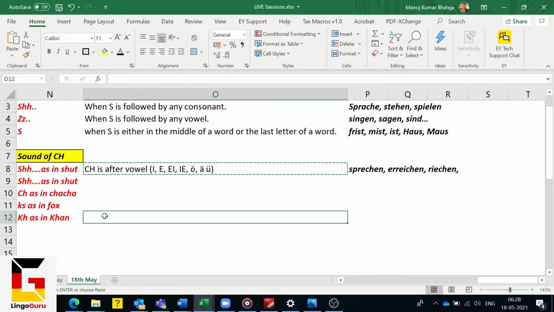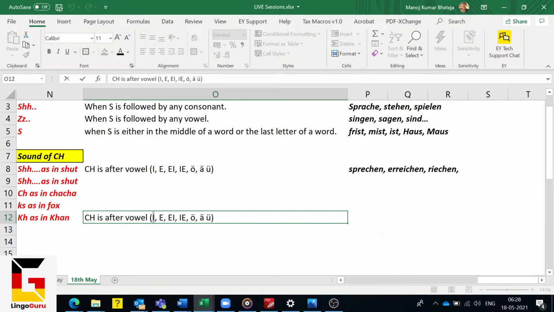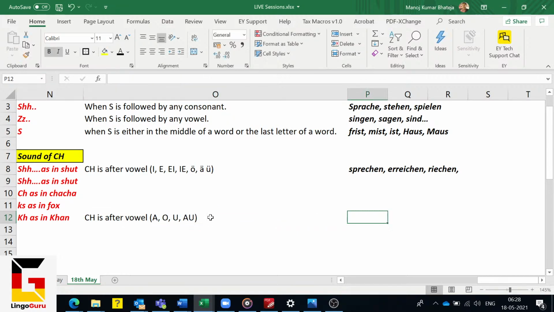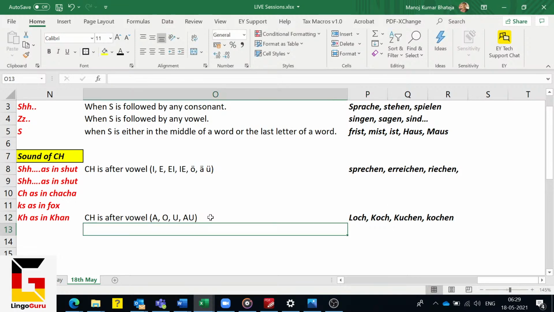On the other hand, if ch is after the rest of the vowels, any vowel except these 6 or 7, let's say a, o, u, au, we are going to pronounce it as ch, as in Loch, Koch, Kuchen, kochen. Always that ch sound. Ch is after the vowels a, o, u, au. Loch, Koch, Kuchen, kochen. Right?